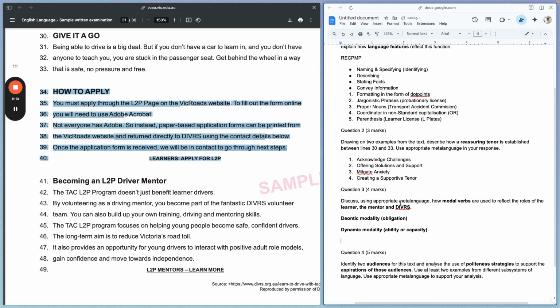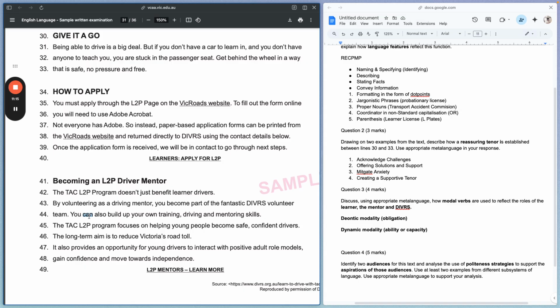So they say stuff like, you can also build up your training, driving, mentoring. This modal verb can sort of shows the inherent potential of the mentor to develop skills through participation. So it's sort of mutually beneficial for both the IVRS, but also for the mentor themselves. And of course, that contrasts very sharply with the must here and the will, and it shows a sense of developmental or an empowering experience for these mentors.